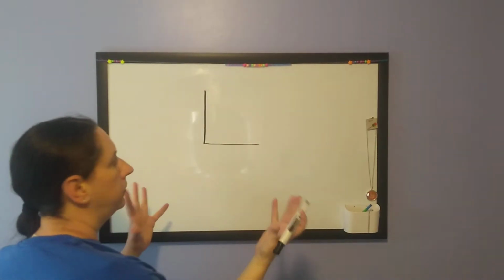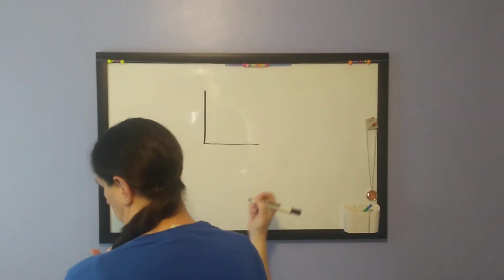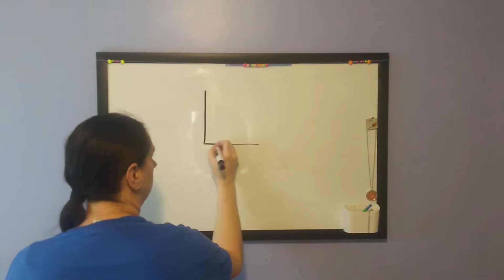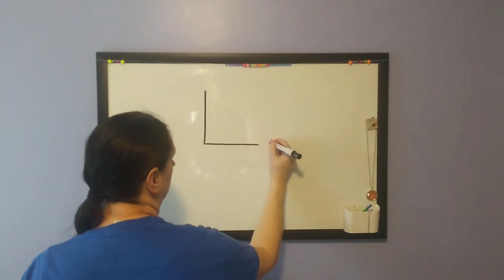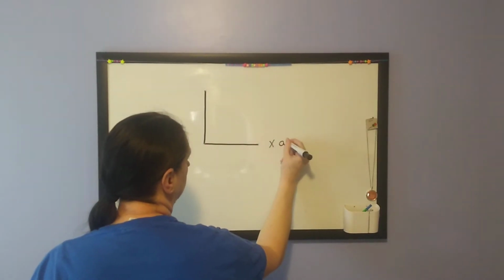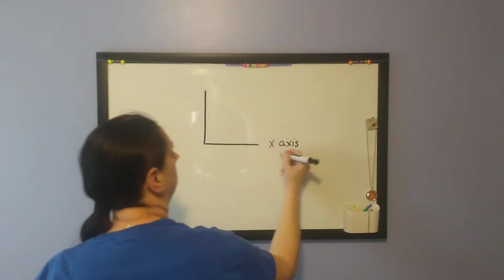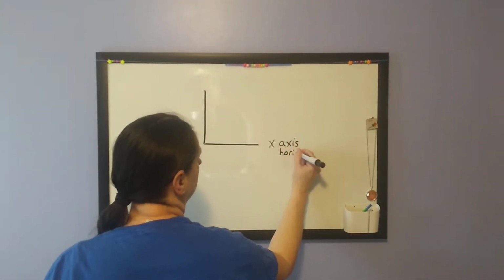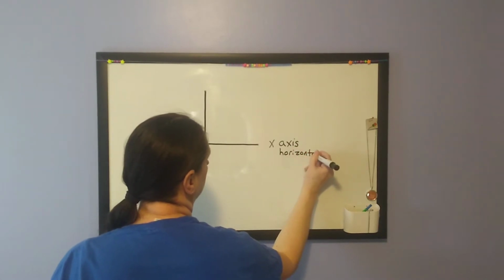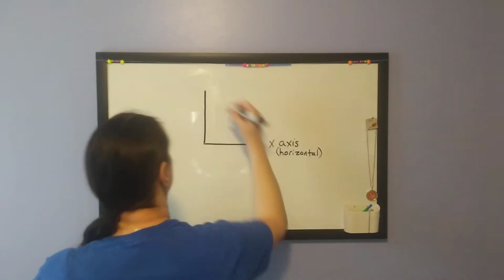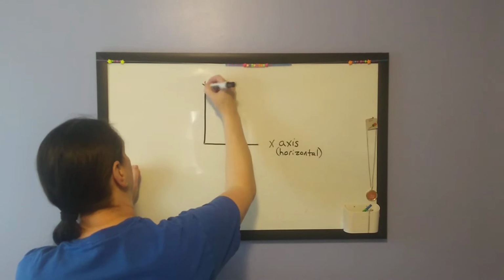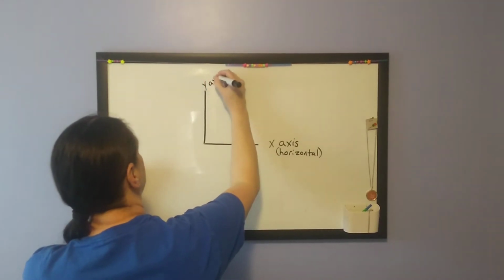has a few vocabulary terms associated with it. This horizontal line is called the x-axis. This vertical line is called the y-axis.